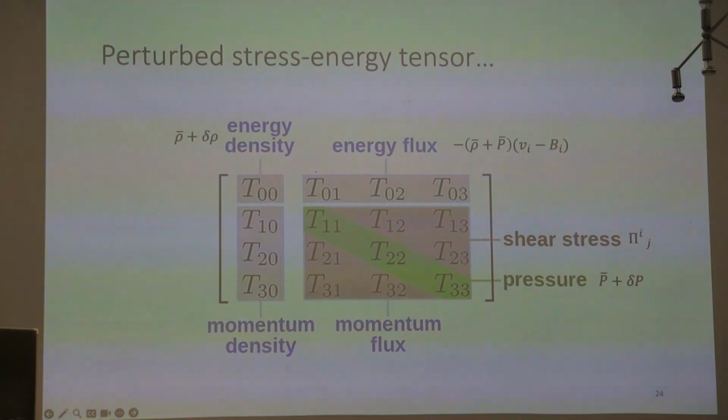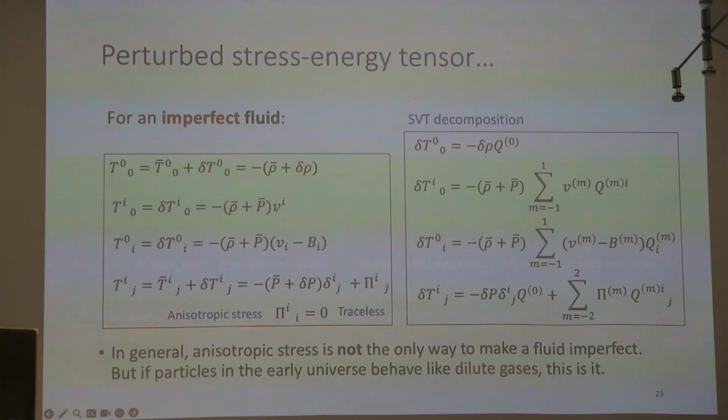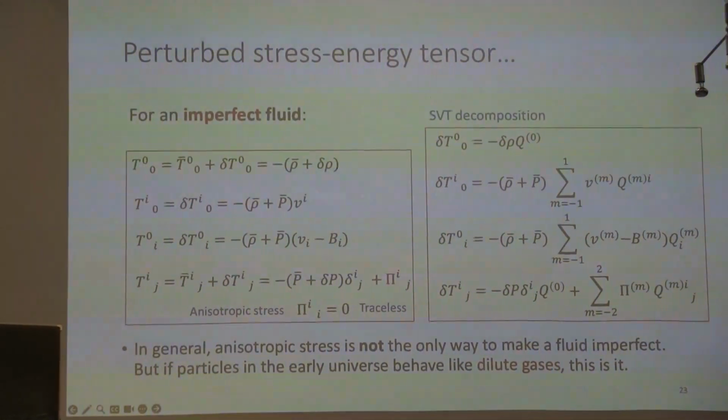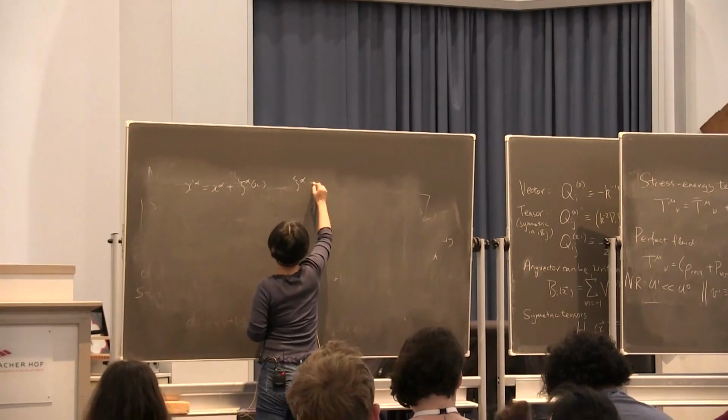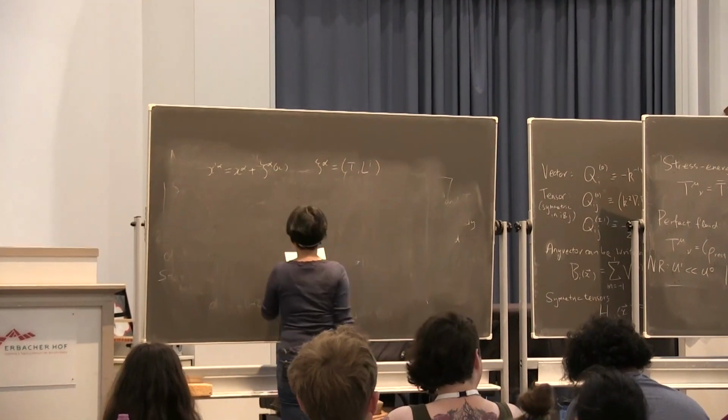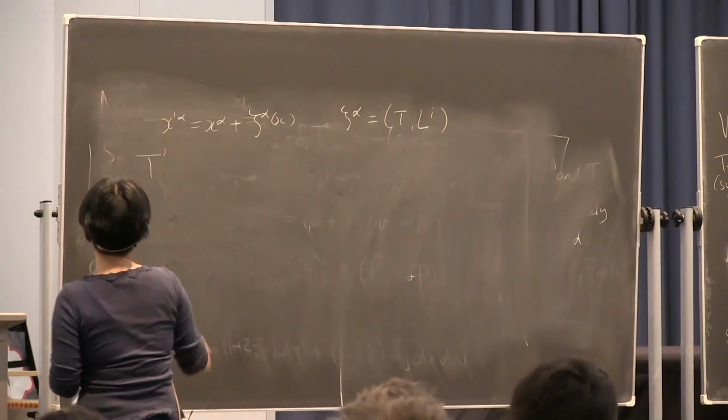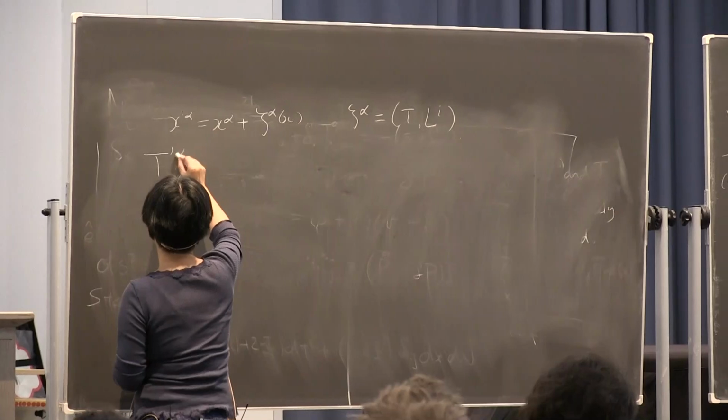Now, so we looked at how a metric perturbation transforms under gauge transformation. And you can also do the same thing and ask how these perturbations that we have written down in the stress energy tensor transform under gauge transformation. Okay. And again, the idea is quite similar. You pretend that gauge transformation is sort of like a coordinate transformation. And so you again write down x'^α is equal to x^α plus ξ^α(x). Okay, that's your coordinate transformation, which we describe again with this set of parameters T and L_i. And then we ask ourselves, how does the stress energy tensor transform under this coordinate transformation?